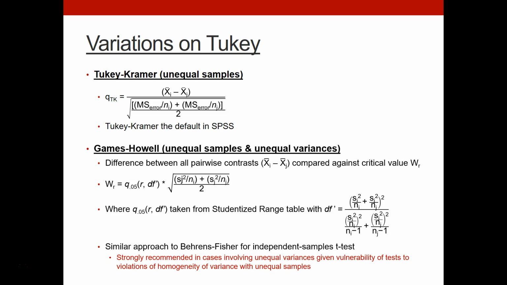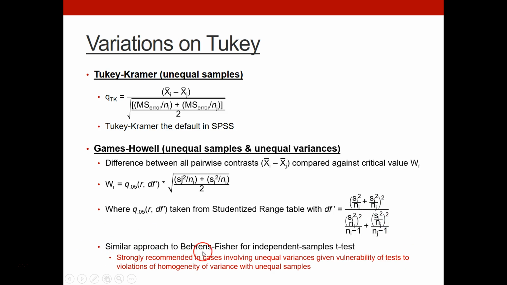We also have a variation on Tukey's HSD called the Games-Howell. Games-Howell makes adjustments for unequal samples and unequal variances. Here, the differences in all of our pairwise comparisons are compared against a critical value WR instead of QR. Here is the formula. You can go through and take a look, but basically we're making adjustments for individual cell variances and individual cell sizes, so we're making an adjustment to our statistic here, and also making an adjustment to our degrees of freedom based on variances and sample sizes and things along those lines.